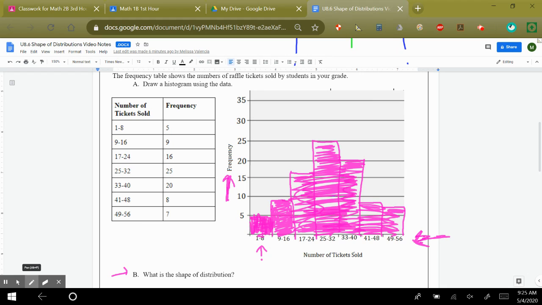So if I'm looking at this, even though it's not perfect, if we look at the two outside bars right here, the 1 through 8 and 49 through 56, those don't match up perfectly. But I have one big bar here in the center, and then most of it goes that way, but then I have some of it going that way too. I would say this is symmetric. Most of the data is not just on the left or just on the right. It's pretty balanced. And I forgot how to spell symmetric.